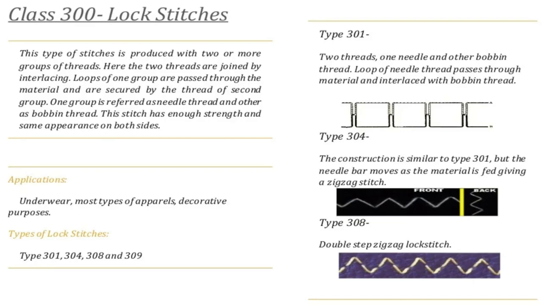Types of lock stitches: type 301, 304, 308 and 309. Type 301, 2 threads, 1 needle and the other a bobbin thread. The loop of needle thread passes through the material and is interlaced with the bobbin thread. Type 304, the construction is similar to type 301, but the needle bar moves as the material is fed, giving a zigzag stitch. Type 308, double step zigzag lock stitch.